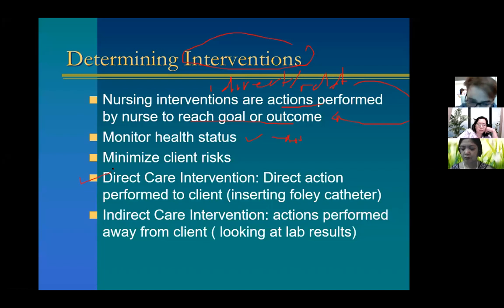Ayan. So lagi mong bibilangin. Okay? Ilan na ba yung actual na intervention ko para ma-meet ko yung planning ko? Okay? Because sometimes your indirect care cannot really help you in lowering or in meeting your goal. Nakakabigay lang sila ng information but it's not actually an actual intervention.